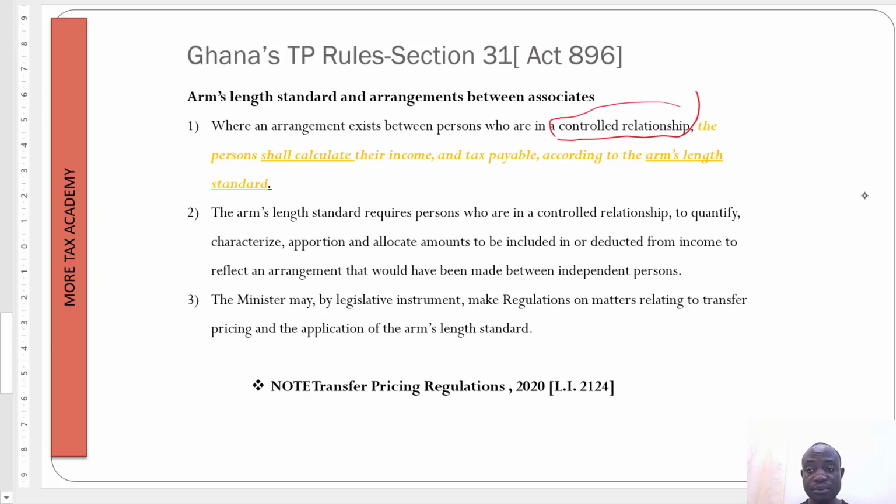So get this concept. What is the arm's length standard? What are the benefits of the arm's length standard? What are the problems of the arm's length standard? We have examined questions. We have examined students on this before, so we'll look at it.